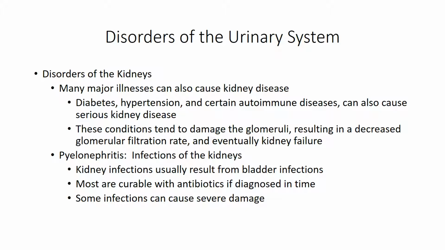E. coli normally lives in our gut, but if you have a bad strain of E. coli, the O157:H7, that can cause serious kidney damage. And kidney infections usually result from bladder infections, and most are curable with antibiotics, although some can leave lasting damage if they get out of hand.